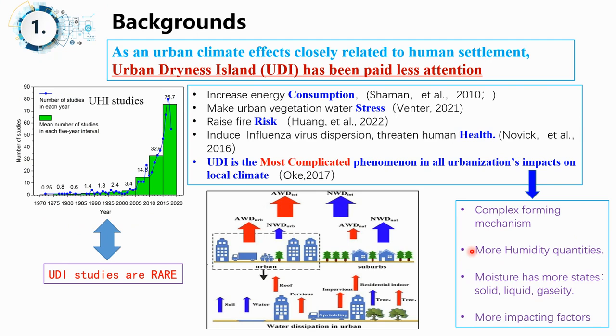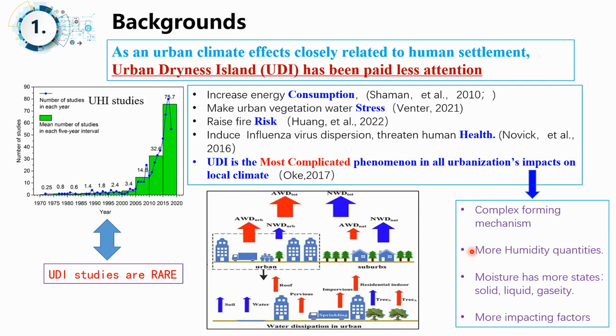The UDI has a substantial impact on hydrology, ecology, and human settlement. For example, it could increase energy consumption and make urban vegetation water stressed. Thus, it will raise the fire risk and induce influenza virus dispersal, threatening human health. Just as Professor Oak said, the UDI is the most complicated phenomenon among all urbanization's impacts on local climate.